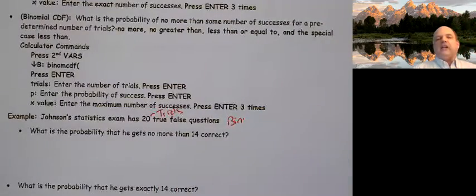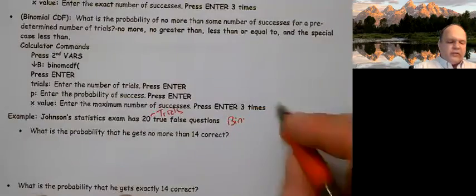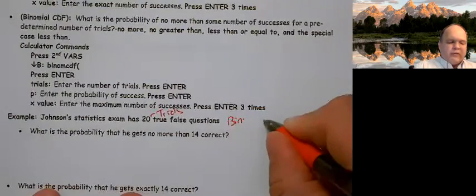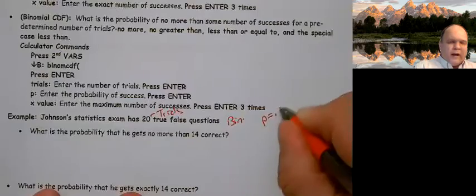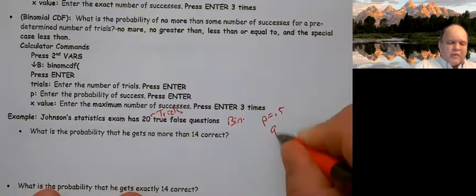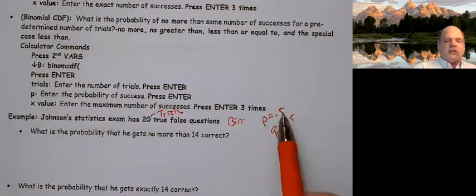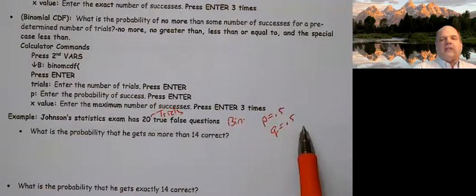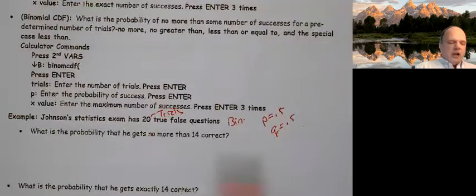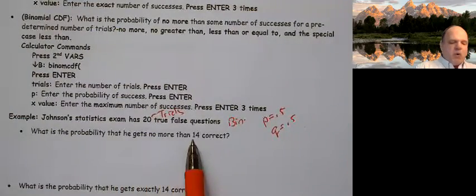So we're assuming that he's guessing, that he didn't study for this. So the probability of success is 0.5, and the probability of failure is also 0.5. All right, the probability he guesses correctly is 0.5. The probability he doesn't guess correctly is 0.5. So what's the probability he gets no more than 14 correct?